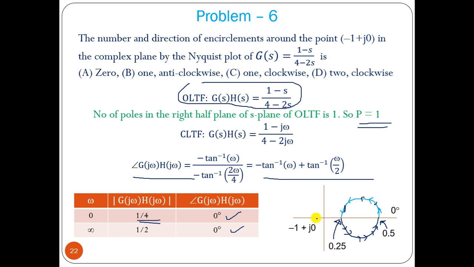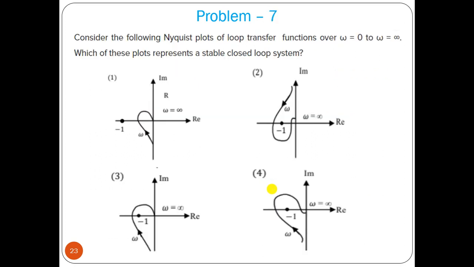So it is not encircling the minus 1 J0 circle. It is 0, because this is P equal to Z, it is a circle and it is not encircling the origin, so it is not encircling minus 1. So that is the answer.